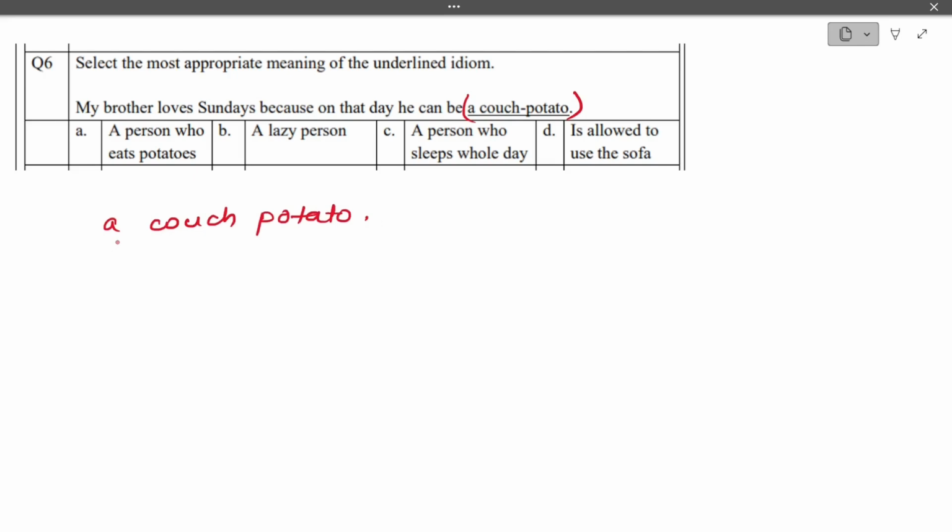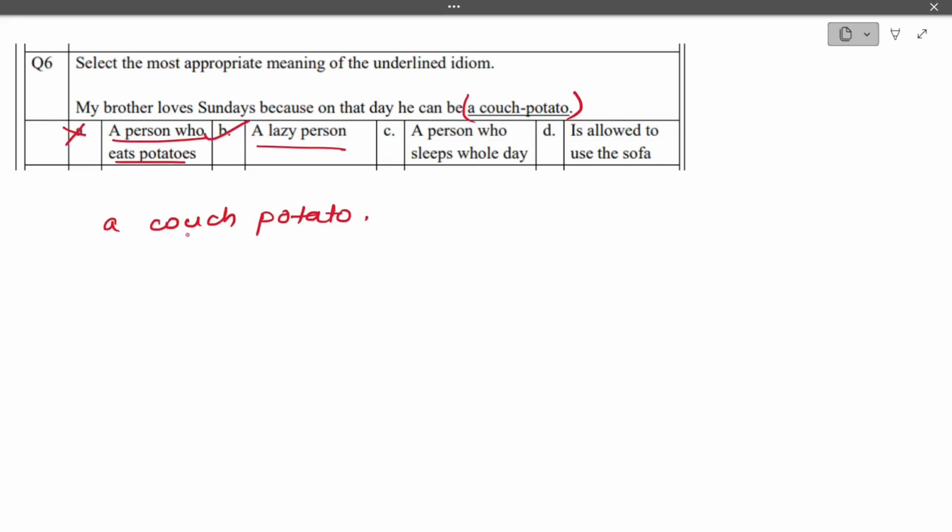You will easily be able to think. If you are not able to think, then you can proceed with the solution. Let's see the options that we have. A person who eats potato. No, this is not the correct answer. A lazy person. Yes. Couch potato is basically what? Couch potato is someone who is very lazy, right?